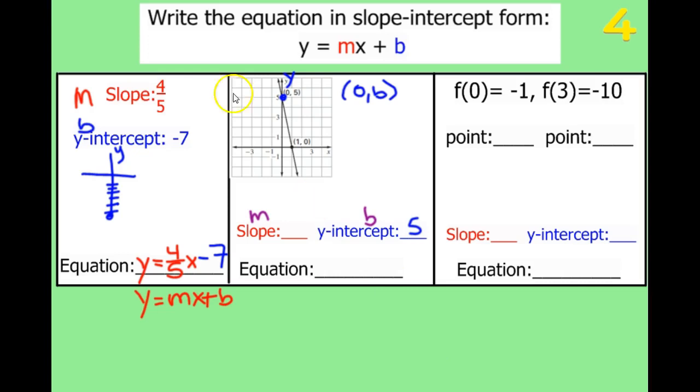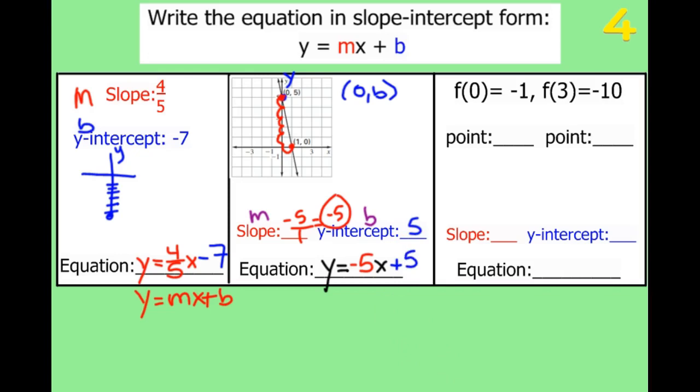And then our slope is rise over run. From here to here, we're going down 1, 2, 3, 4, 5, and over 1. So you can write -5 over 1, or just -5. So our equation is y equals m, which is -5x, plus b, which is 5. There's our equation.